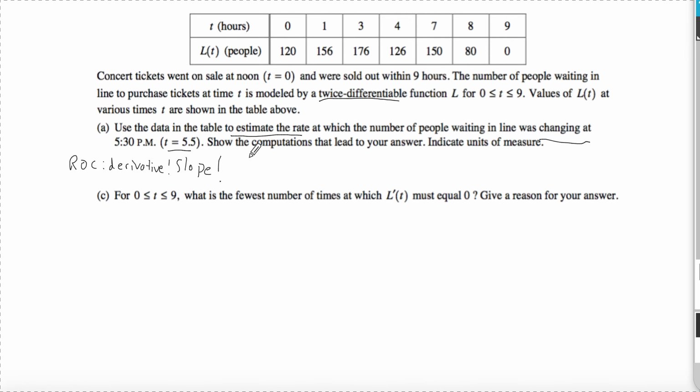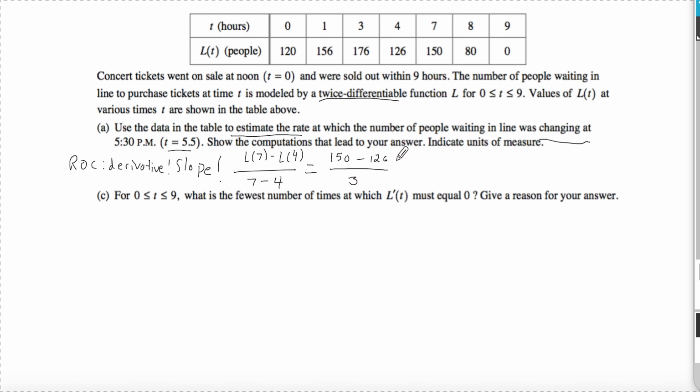So I can say, okay, well, let me take, not f, it's going to be L, isn't it? L of 7 minus L of 4 over 7 minus 4. And let me see what I get. It says indicate units in my answer too, so I'll do that. L of 7 is 150 minus L of 4 is 126 over 7 minus 4 is 3.